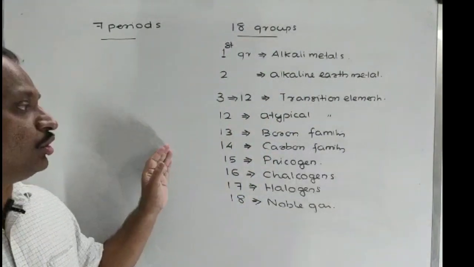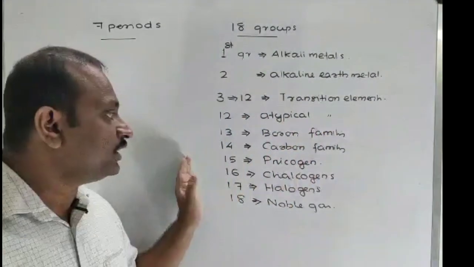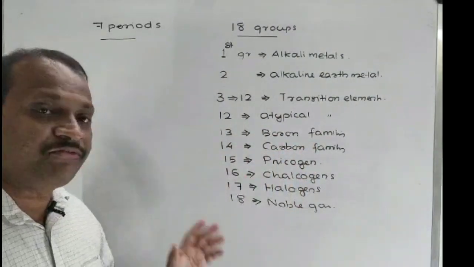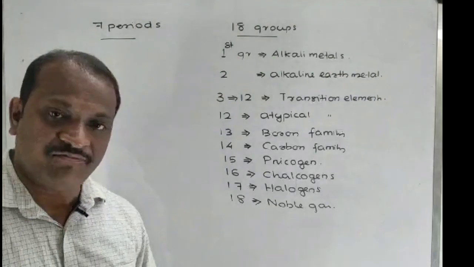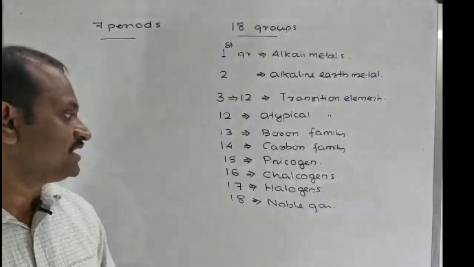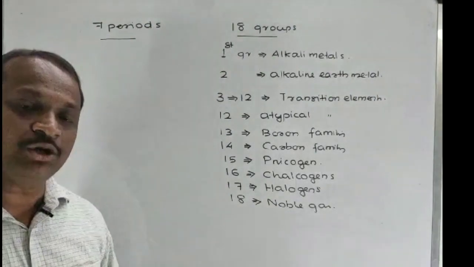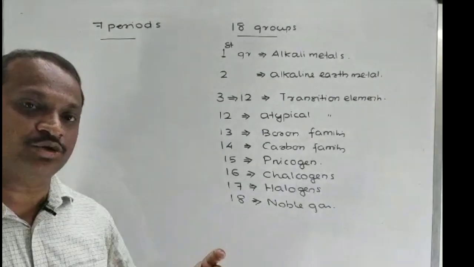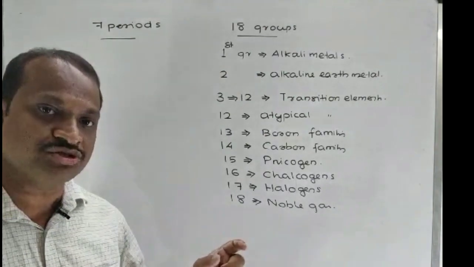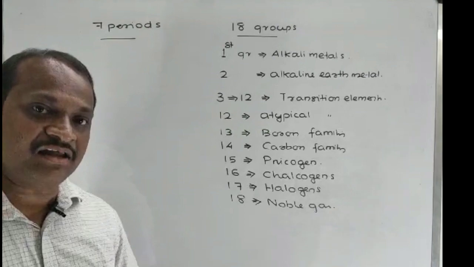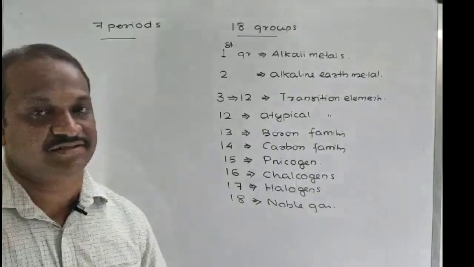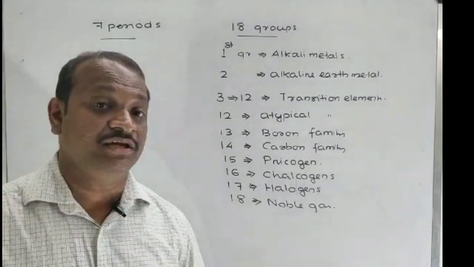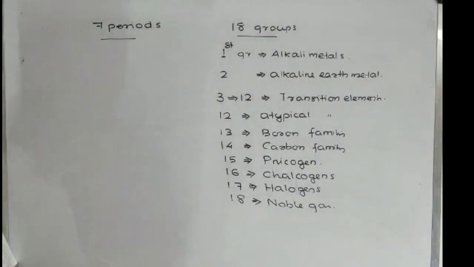Now 13 is called the boron family. 14 is called the carbon family. 15 is called pnictogens. Why are they so called? They are foul smelling producers. 16 are called chalcogens. Why do we call them chalcogens? Because they are ore producers. Next, 17, halogens, salt producers. 18th, noble gases.